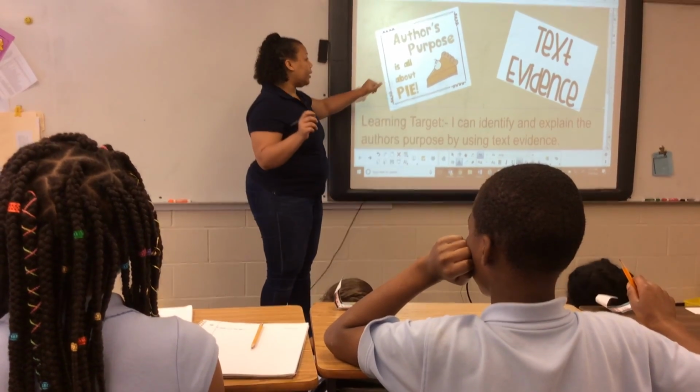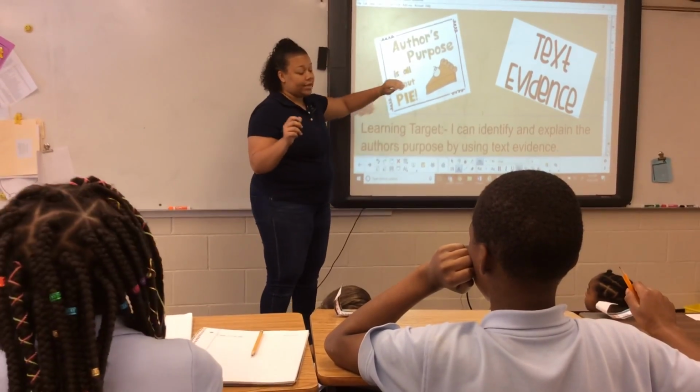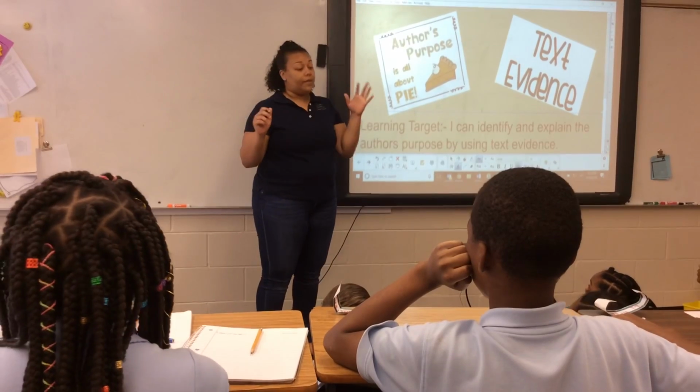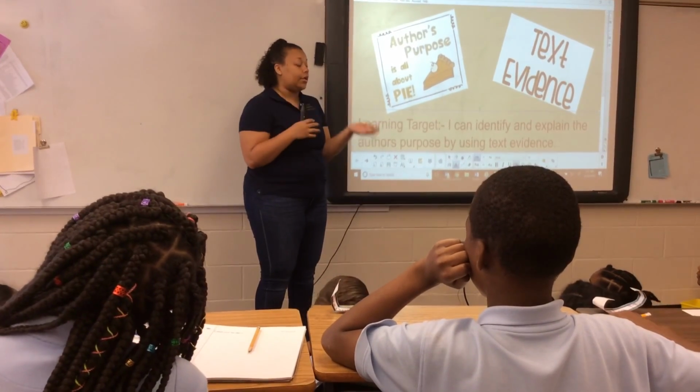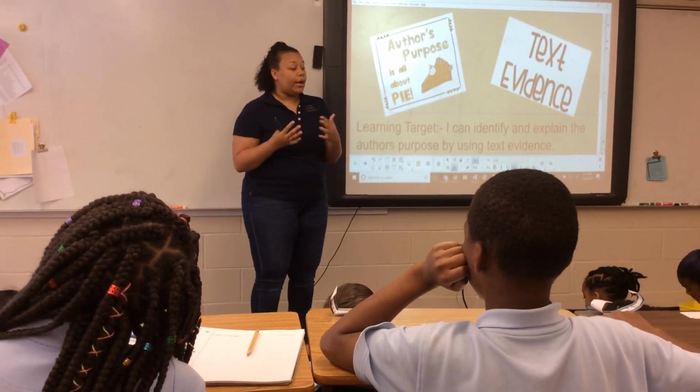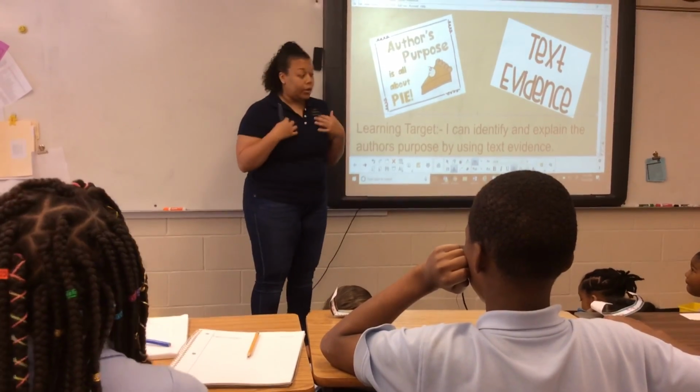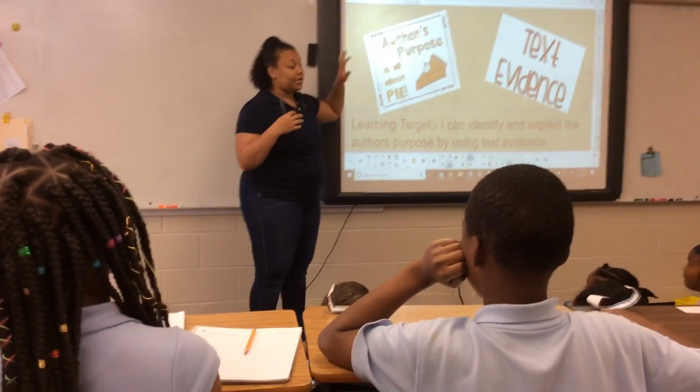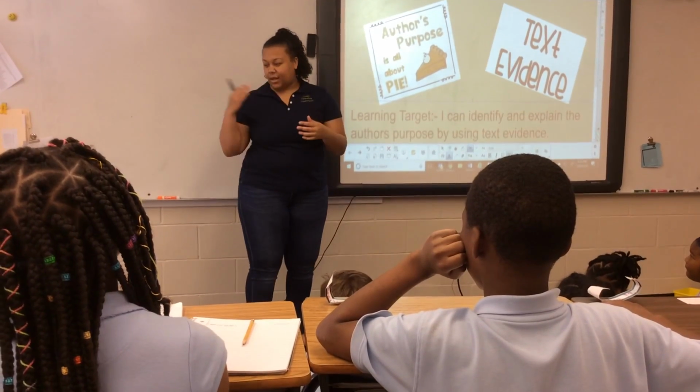So today what we're going to be talking about is author's purpose and text evidence. The reason why we do have author's purpose is basically to understand why a writer is writing a piece of work and why we are reading it. Now, in order for us to identify the author's purpose, we also always need to kind of back it up.